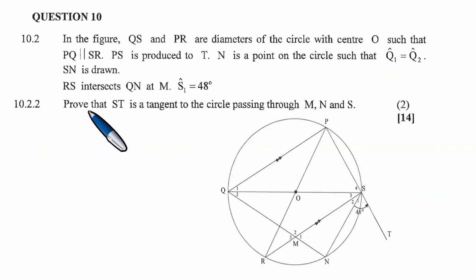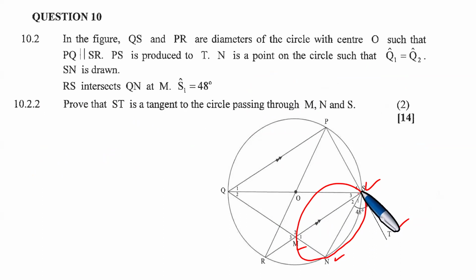Right, at this point, prove that ST is a tangent. This is S, and that is T. Prove that ST is a tangent to the circle passing through M, N, and S. There's a circle that is like this, and another circle, different from the one the examiner drew. But we want to prove that ST is a tangent to the circle that passes through M, N, and S.